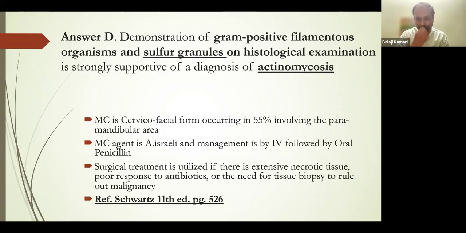So the most common is the cervicofacial form. So the neck and the face, that is the cervicofacial, is the most common thing which happens in almost 50%, especially this area. The paramandibular areas are very commonly involved. The organism, of course, is Actinomyces israelii. Management is usually by IV antibiotics, usually penicillin. Penicillin is very sensitive for this. Surgical management is done when you don't have a good response to IV antibiotics, and if there is extensive necrosis, then you plan for debridement, and tissue biopsy is sometimes needed to rule out a malignancy.